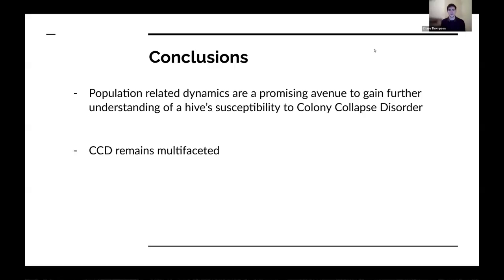In conclusion, population-related dynamics are a promising avenue to gain further understanding of a hive's susceptibility to colony collapse disorder. However, the issue of CCD remains multifaceted. The factors that alter the model or parameters are ultimately the same known issues that I mentioned previously. As helpful of a tool as this model might be in diagnosing the hive's susceptibility to this issue, it doesn't solve it per se.